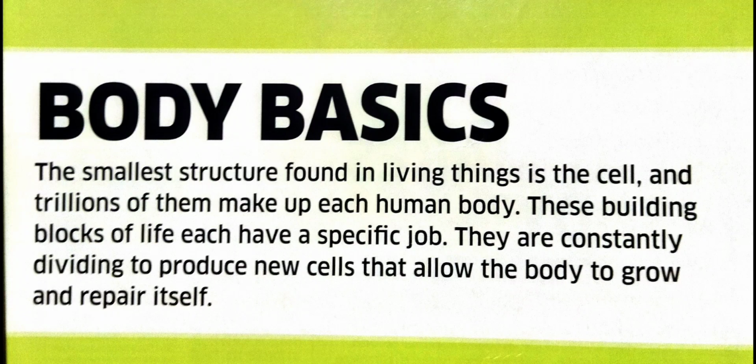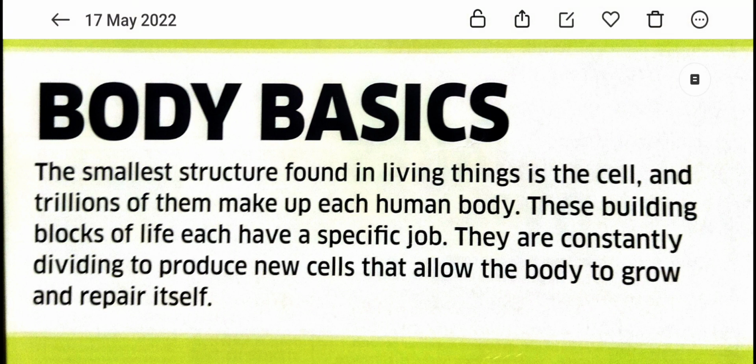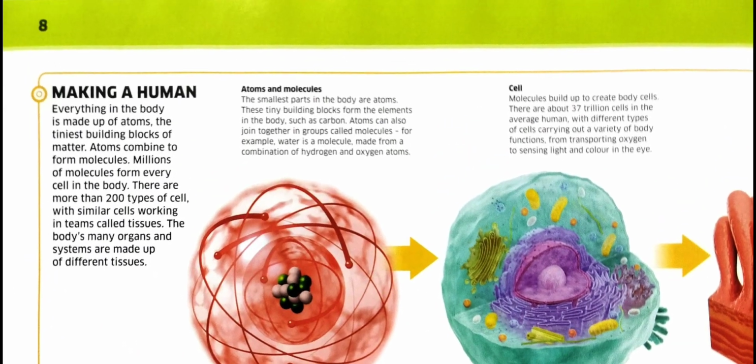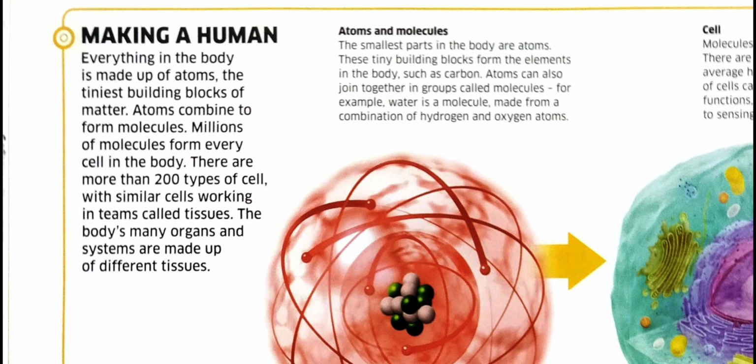Today we are going to study about body basics, and let's start our topic, body basics. The smallest structure found in living things is the cell, and trillions of them make up each human body. These building blocks of life each have a specific job. They are constantly dividing to produce new cells that allow the body to grow and repair itself. And in the next part it comes about making a human.